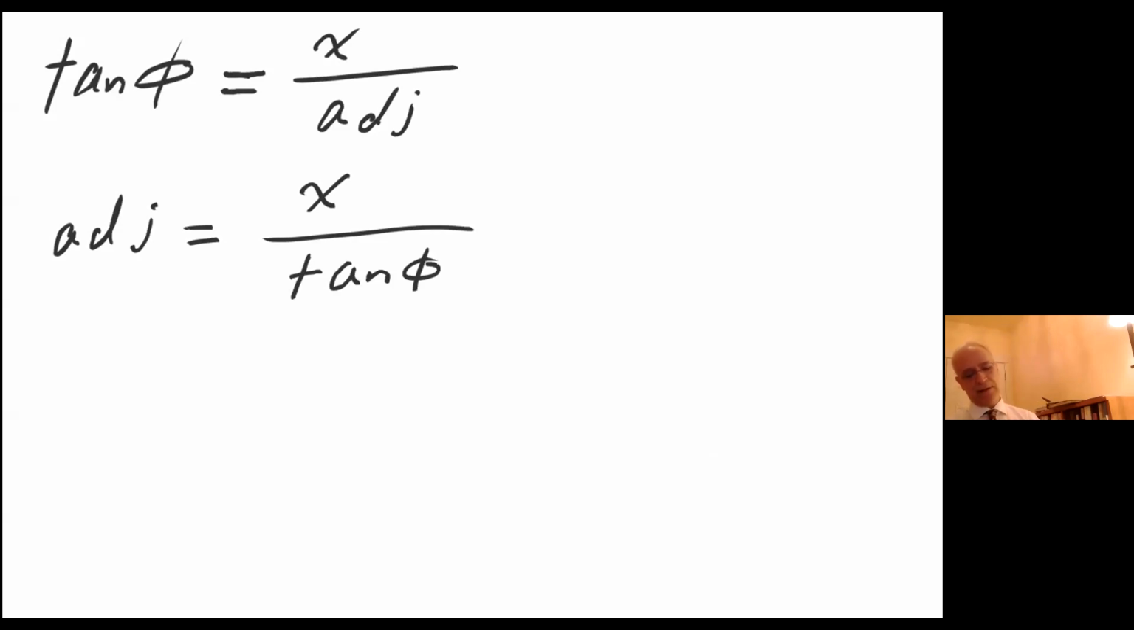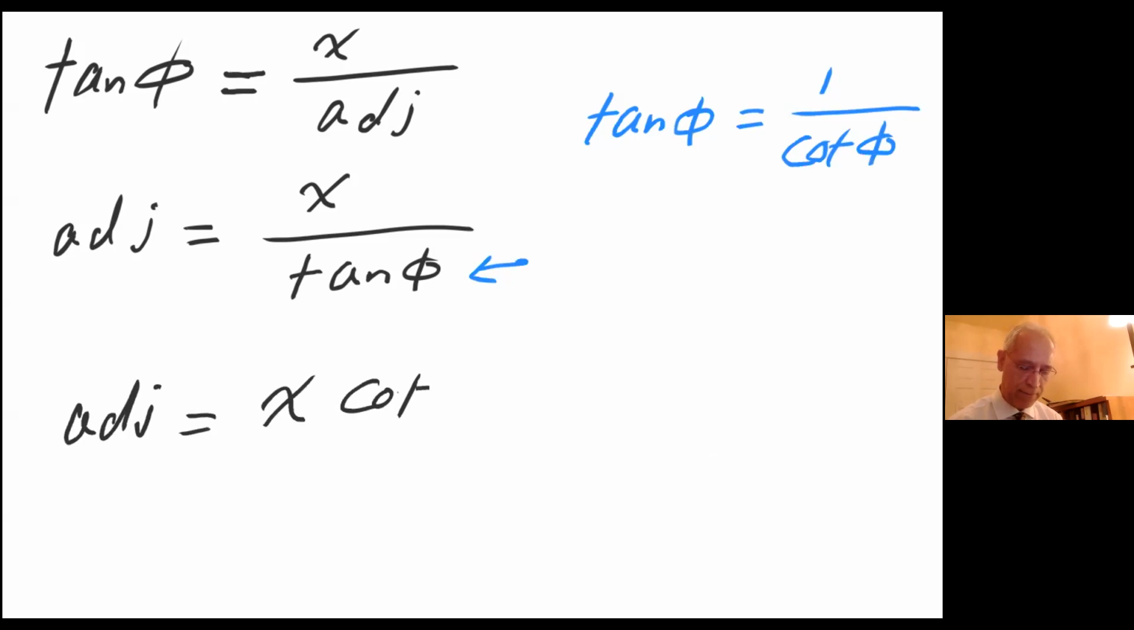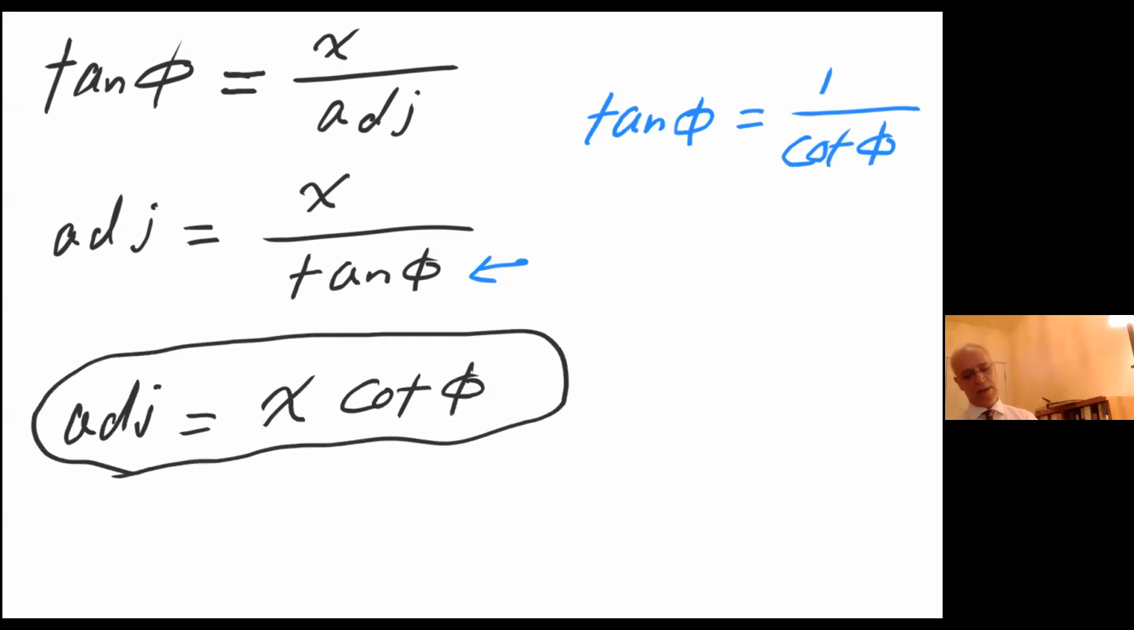Let's do one thing here. Let's not have a fraction. Let's use the fact that tangent of phi equals 1 over cotangent of phi. And so if I replace tangent of phi with 1 over cotangent of phi, then I will get adjacent equals x times cotangent of phi. And I'll be using that.